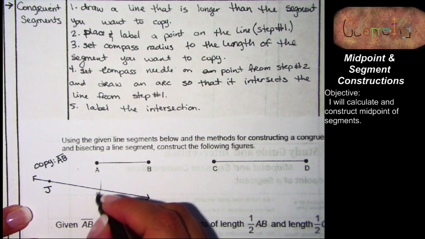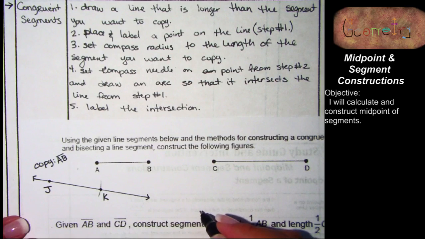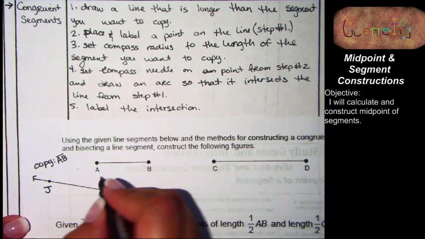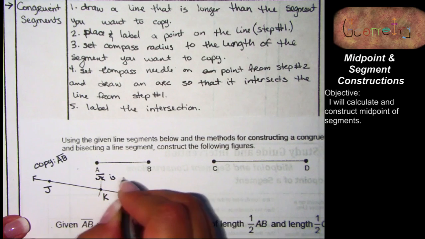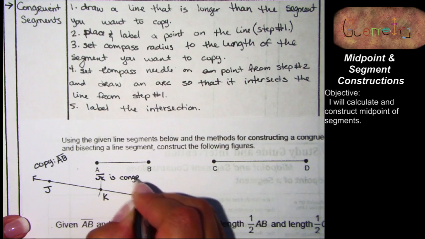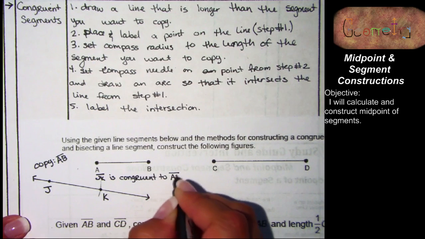Time to label this intersection. K. K, he said. So now I have that this line segment JK is congruent to line segment AB.